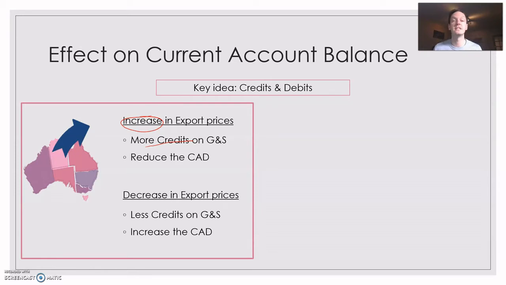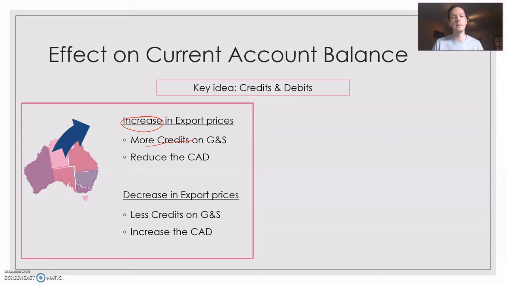What happens if there is a decrease in export prices? Well, it's just the opposite. If we're selling coal and the price we get for that coal falls, well, there's going to be less money coming into Australia now. So it's less credits on goods and services. Therefore, it's going to increase the CAD. That seesaw, where the current account is going to go further into deficit.